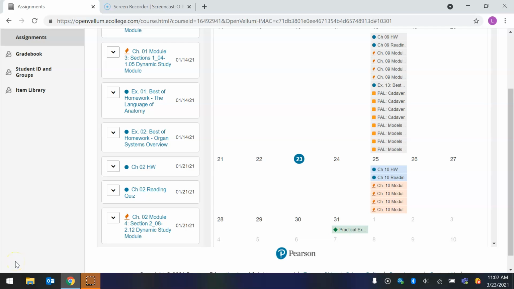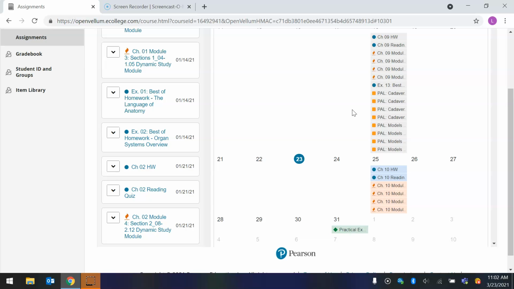The lecture notes for Chapter 10, which is on the muscular system. Chapter 9 was on muscle tissue. Chapter 10 is on the muscular system. Somehow I got mixed up in some of the assignments because they're both related to muscle.